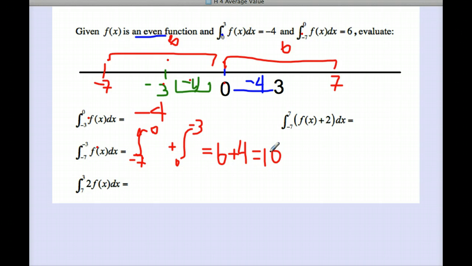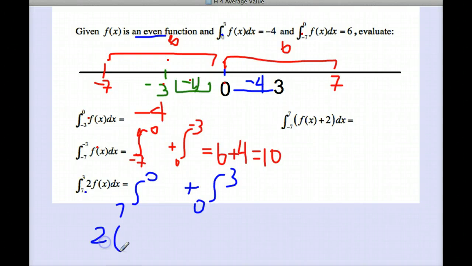Good. Let's go and do the next problem. I'll do it in blue just to keep our colors separate. In order to do this one, I first go from 7 to 0 plus 0 to 3. And if you notice, I have a coefficient here of 2. So in total, I have 2 parentheses.